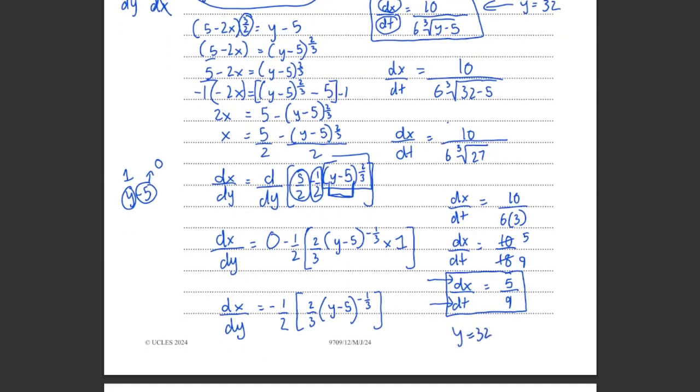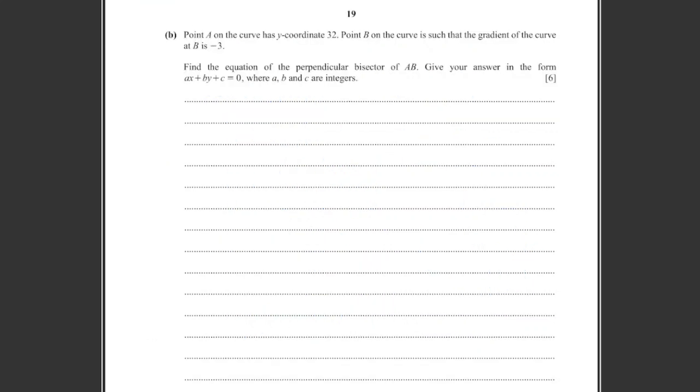So we're on question number 10, part B, and it says point A on the curve has y coordinate 32. Point B on the curve is such that the gradient of the curve at B is negative 3, and we need to find the equation of the perpendicular bisector of AB. Give your answer in the form given, where A, B, and C are integers. So what are they even talking about?